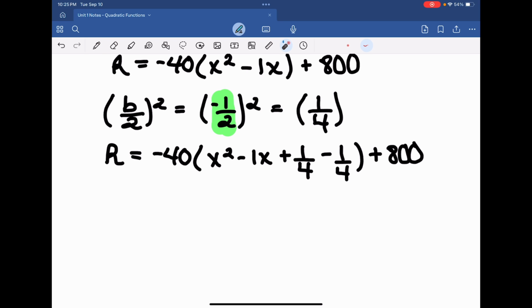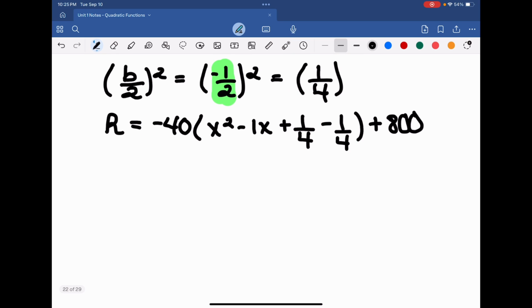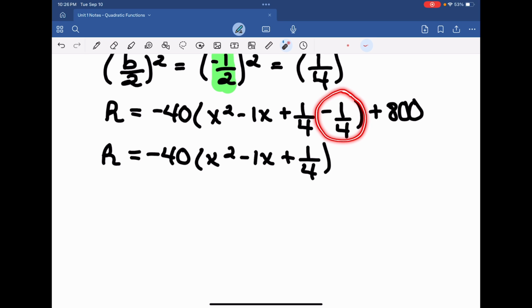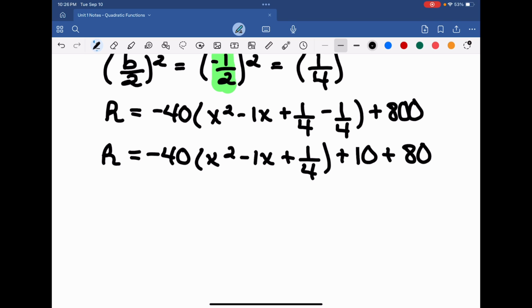In order to move this term over to the outside, with the 800, I'm going to have to take the negative 1/4 and multiply it by the negative 40 to remove it from the brackets. So now we're going to get revenue is equal to negative 40 x squared minus 1x plus 1 over 4. We're going to close the bracket. And if we take this negative 1/4 and multiply it by negative 40, negative times negative is a positive. 40 divided by 4 is 10. So this is going to become positive 10 plus 800.